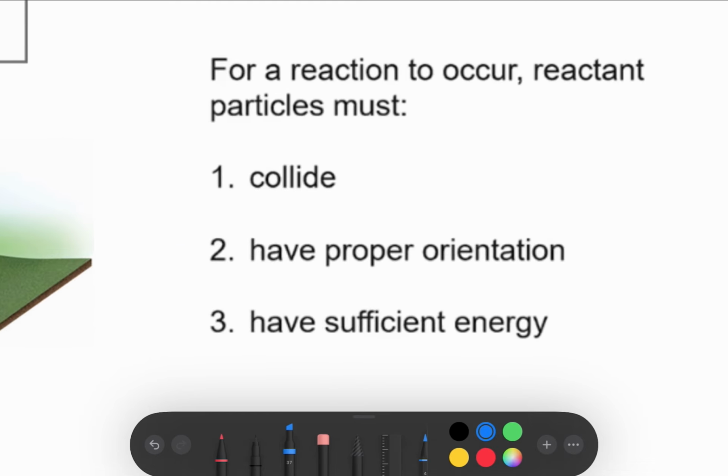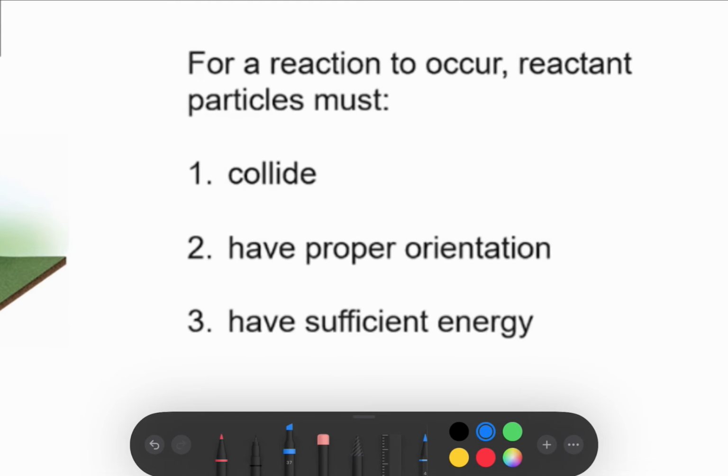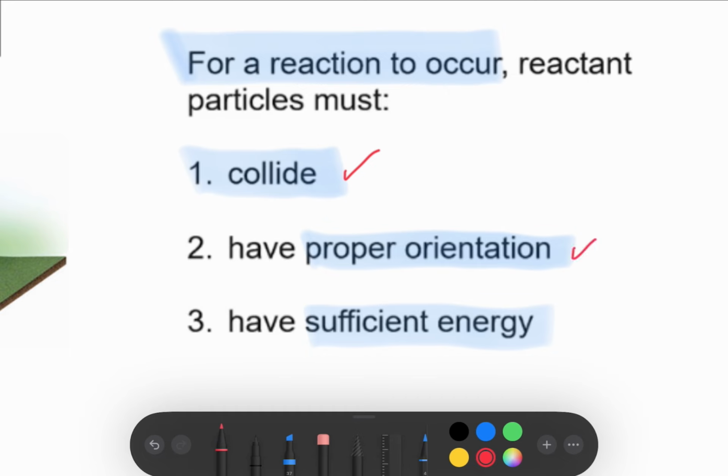As we learned before in section 5.4, for any reaction to occur, the particles have to collide in a proper orientation with sufficient amount of energy. So these are the three things that the reactant particles must achieve in order to produce products.